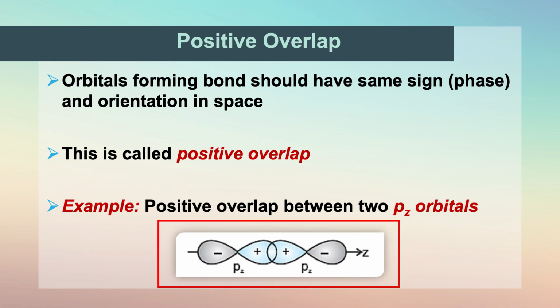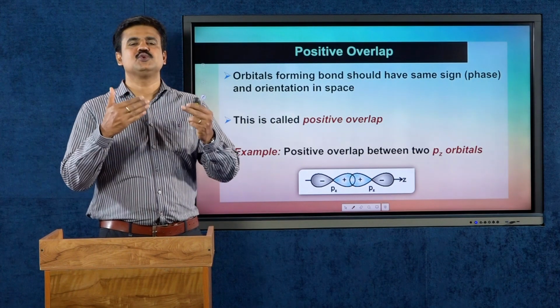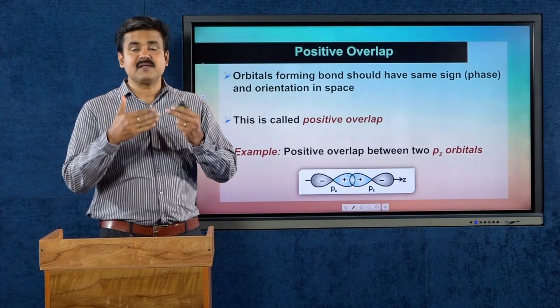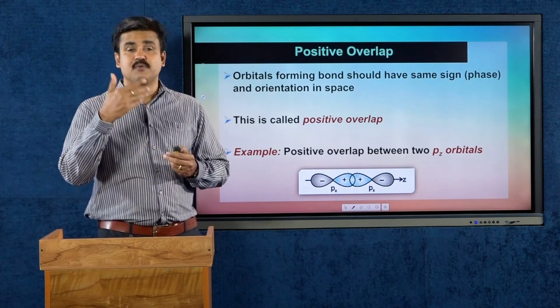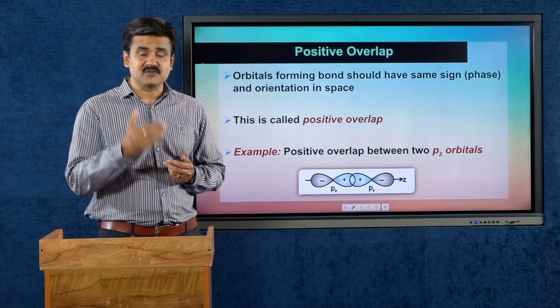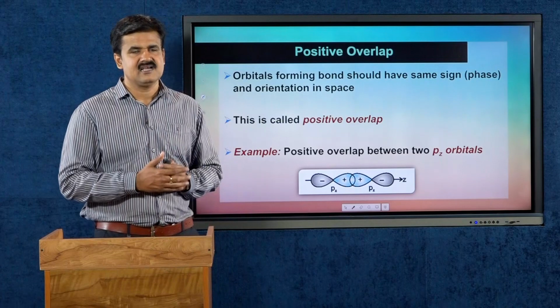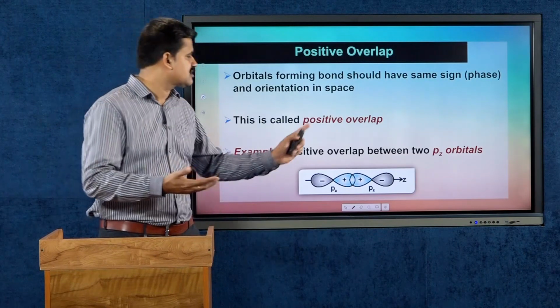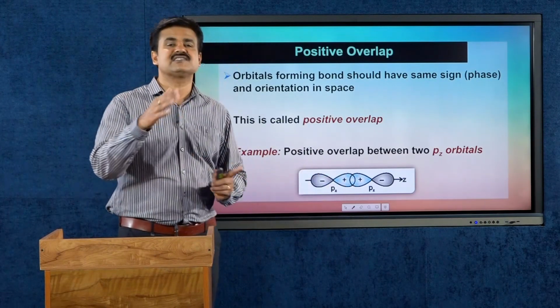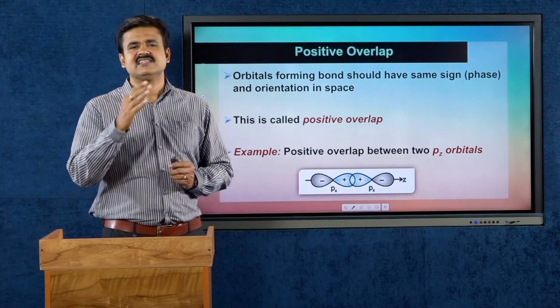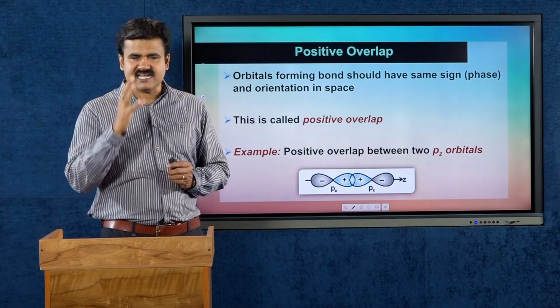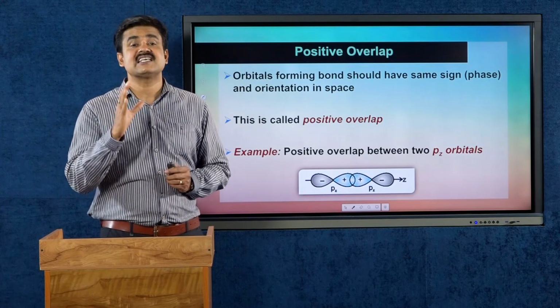The first pz orbital, as I mentioned, has two lobes. One is represented by a negative sign, the other by a positive sign. Here is the overlapping between two pz orbitals, and it is positive overlap. This is said to be positive overlap because there occurs overlap between like signs. Like sign means the same phase. So the positive part overlaps with the positive part of the second. That is, there is overlapping between like signs, or between the same phase.